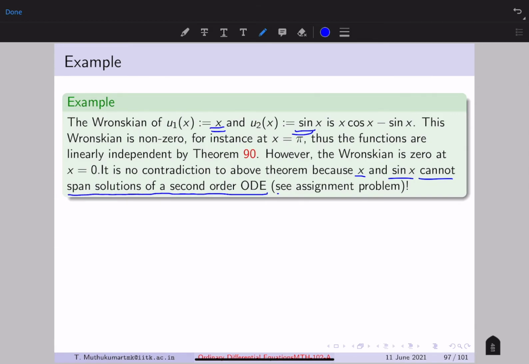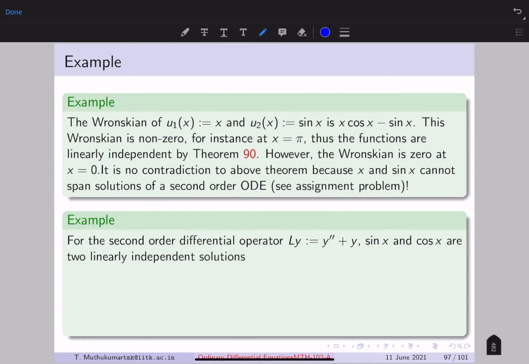I have given this in the assignment. Try to do it as an assignment problem: show why x and sine x cannot span solutions of a second order ODE. So that's the idea of the previous theorem. In general, the Wronskian can be 0 or non-zero at random points, but if the functions for which you are computing the Wronskian are solutions of a kth order linear homogeneous differential equation, then the Wronskian is either identically 0 or it's never 0.